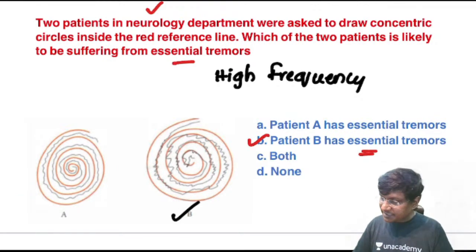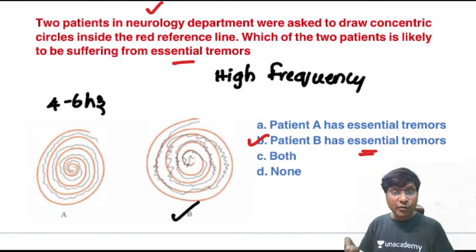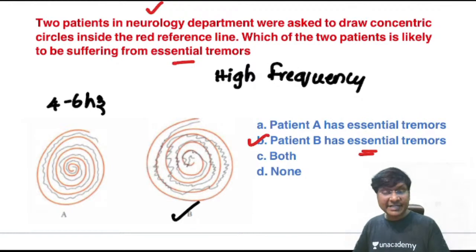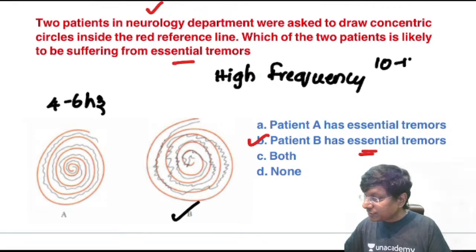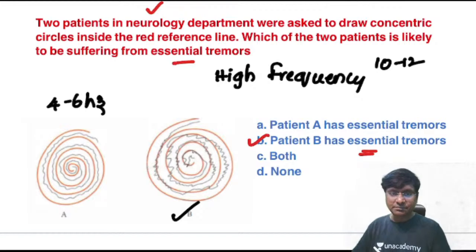Whereas Parkinsonism tremors are only 4 to 6 hertz, your essential tremors have a frequency of around 10 to 12 hertz. So the answer is B. Parkinsonism has low frequency tremors, whereas essential tremors have high frequency tremors.